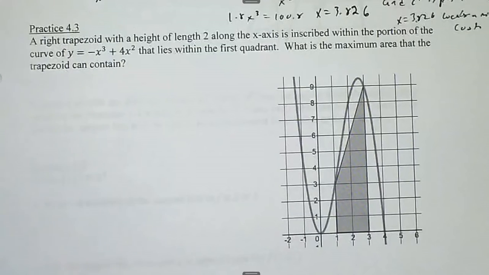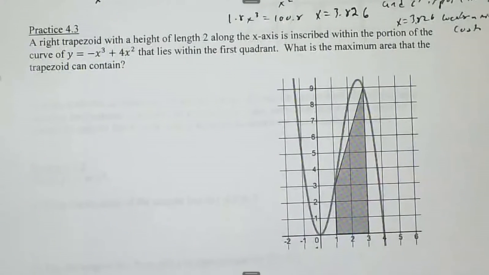Practice 4.3. A right trapezoid with a height of 2 along the x-axis is inscribed within the portion of the curve y equals negative x cubed plus 4x squared that lies within the first quadrant. What is the maximum area that the trapezoid can contain?